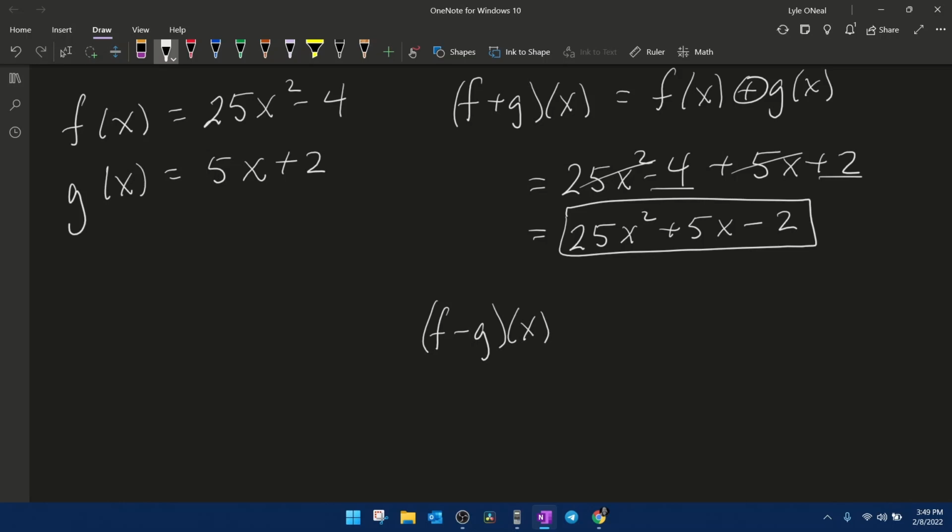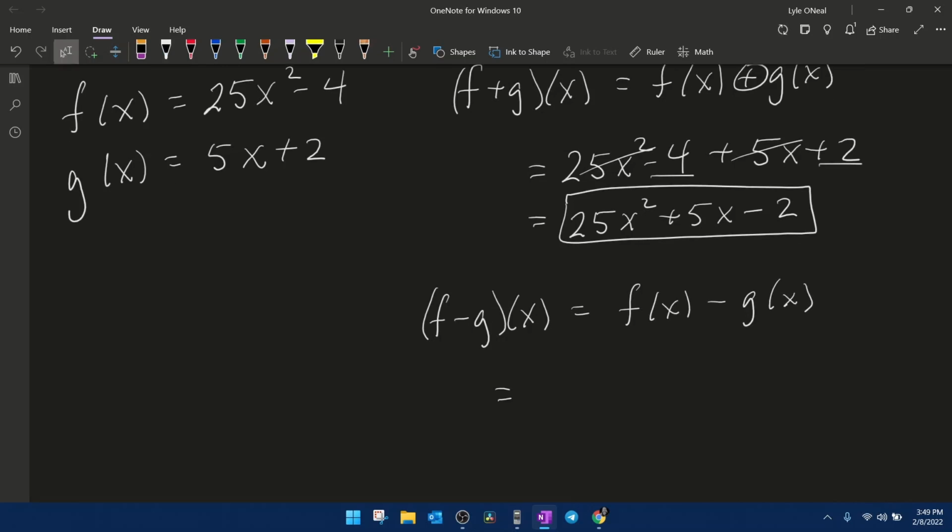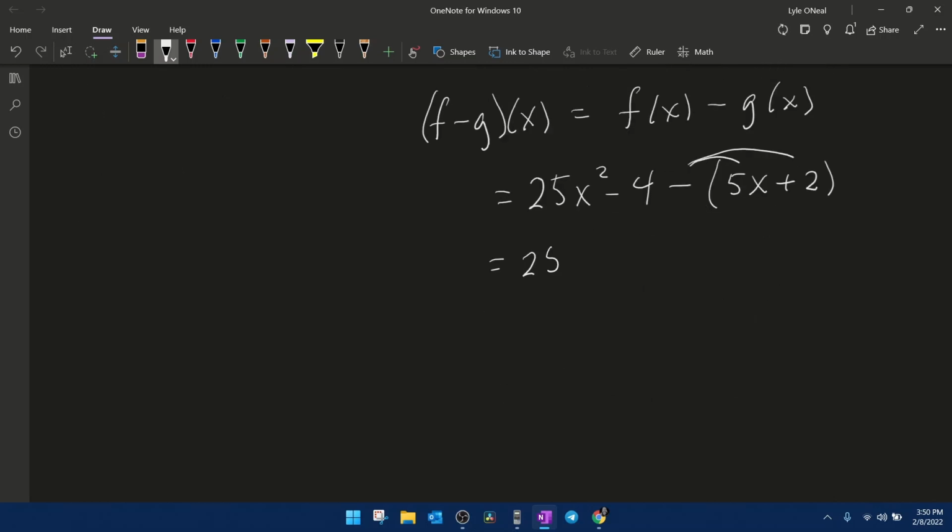Next, f minus g, which can also be expressed as f minus g of x, is f of x minus g of x. So again, I'm simply going to copy f of x first. That is 25x squared minus 4 minus, and since g of x is a binomial, I'm going to need to put it in parentheses so that I will remember to distribute the negative to all terms.